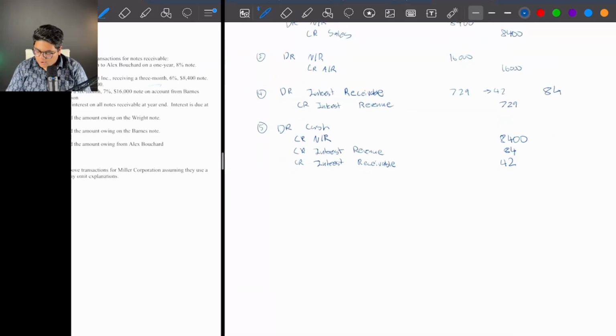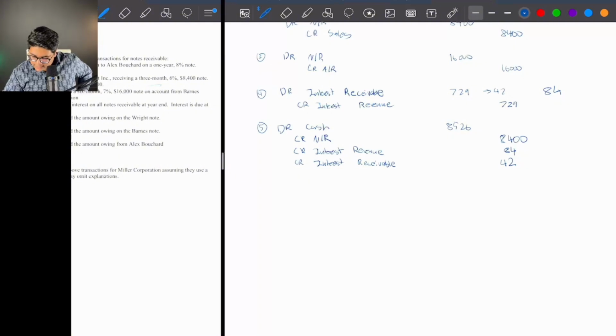Now, if you add up all of this, you're going to get 8526 for our cash. So we have been given $8,526 in cash. This gets rid of our notes receivable. This gets rid of our interest receivable, and it counts towards our interest revenue. I'm going to rewrite this exact entry in a bit more detailed manner, because that helped me understand the concept better.